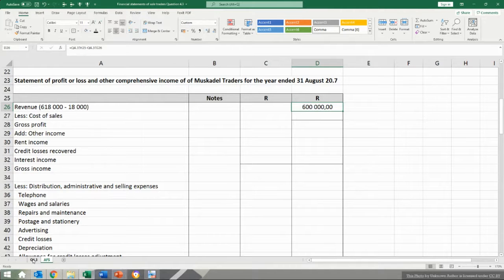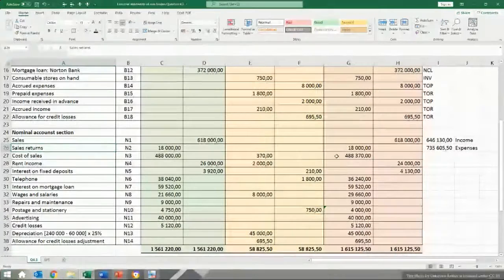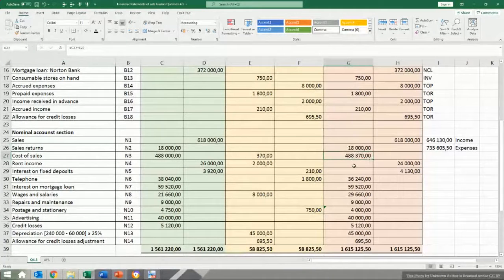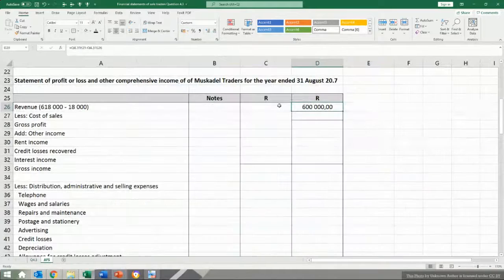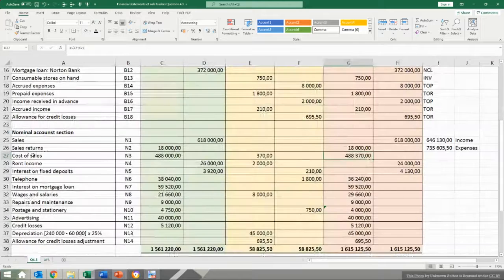Then our cost of sales: if we go to the cost of sales, the new cost of sales is 488,370, and we just transfer that straight into our cost of sales account here. And then our gross profit is the 600,000 less the 488,370, which gives us 111,630.